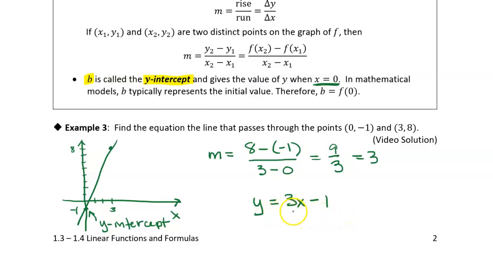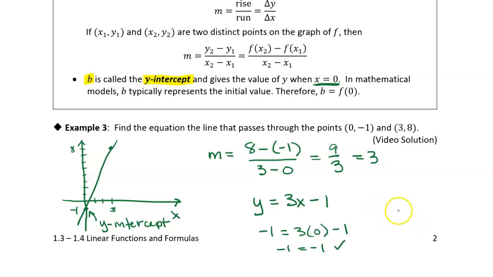So now we can always check that to make sure we got the right one. We should be able to put in these 2 points. So if we put in (0, -1), we get -1 for y equals 3 times 0 minus 1. You can see that both sides are equal to each other: -1 equals -1. So it's a true statement.